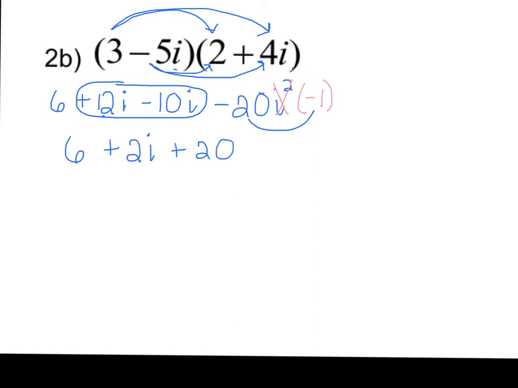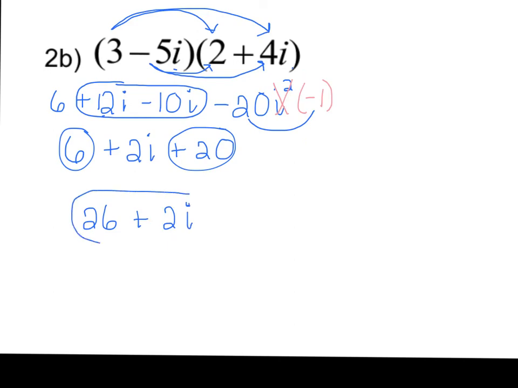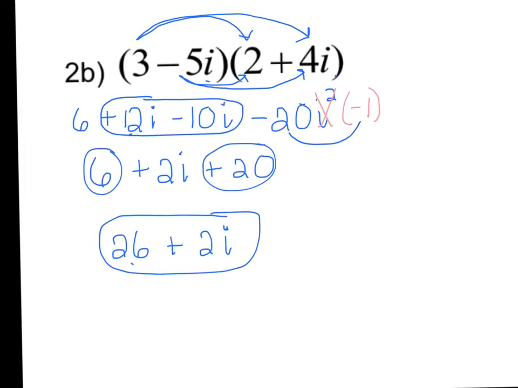So again, let's simplify and collect our like terms. I'm going to combine 6 and 20. That's 26. And then I'll put the 2i after. And that is in proper complex number form, the real part first and the imaginary part second. You could also do the box method with that problem and come out with the same final answer.